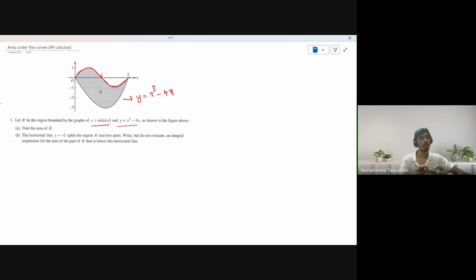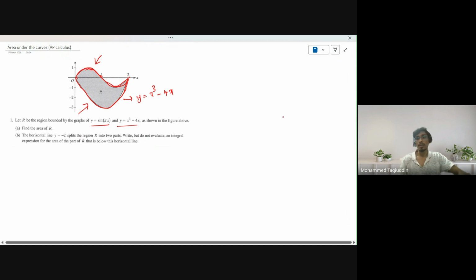Now, what are they doing actually? y equals x cubed minus 4x and y equals sine pi x, both of them together are making this region R. So the region R is bounded by two different curves. You can see clearly in the picture. One is above, y equals sine pi x, and y equals x cubed minus 4x is going to cover the below part of region R.